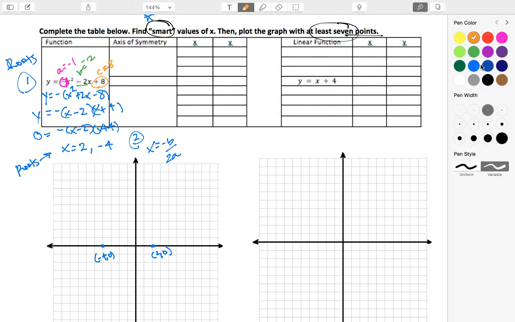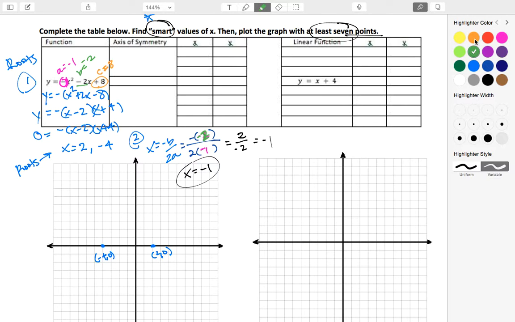Then all we have to do is substitute those into our vertex formula, remembering that this gives us the axis of symmetry. Here we'll have negative b, so this should be negative 2, over 2a, and a is negative 1. That will give us positive 2 over negative 2, and we get negative 1. So x equals negative 1.